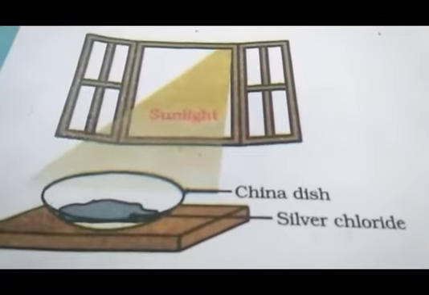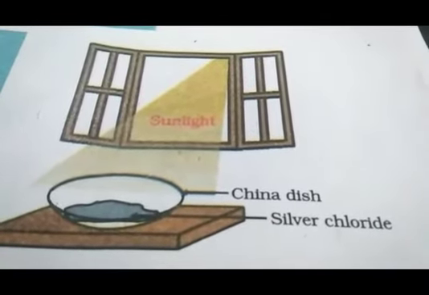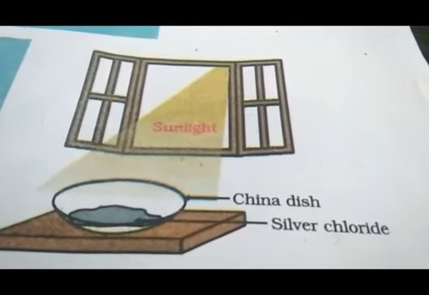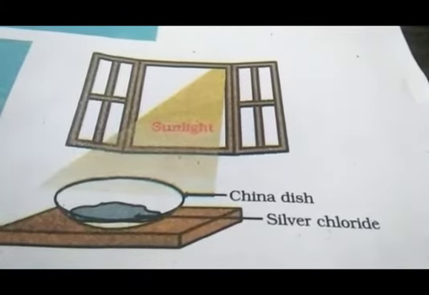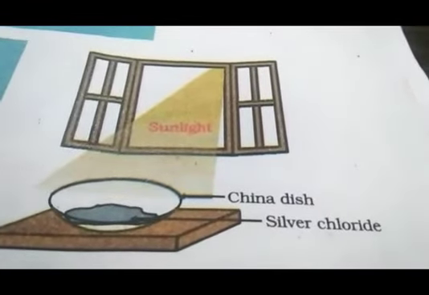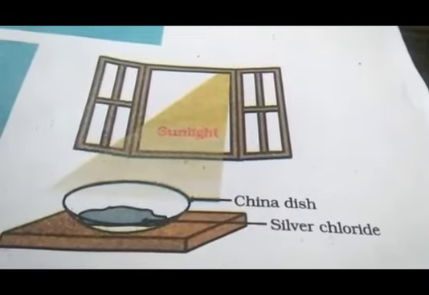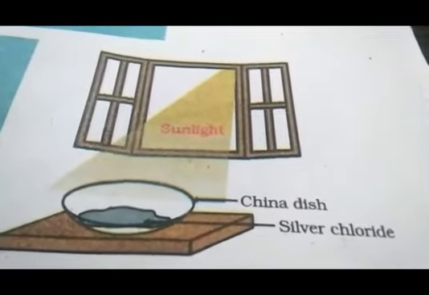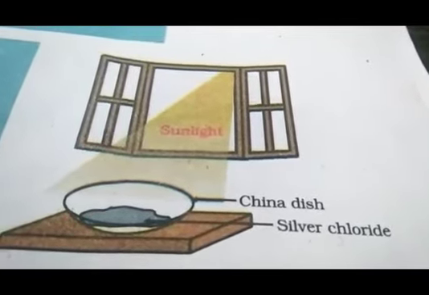Let us take the third type of decomposition reaction, that is photodecomposition reaction. Here you can see a china dish in which some amount of silver chloride is placed. It has a shining appearance. Now it is exposed to sunlight. After some time we will notice that the white silver chloride turns grey. What happens here? It has undergone photodecomposition and silver chloride breaks up into silver and chlorine.